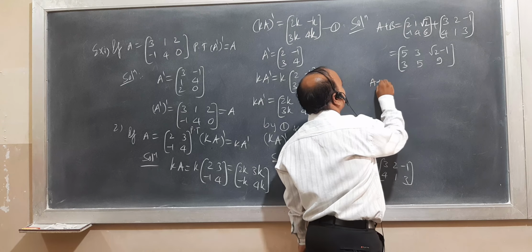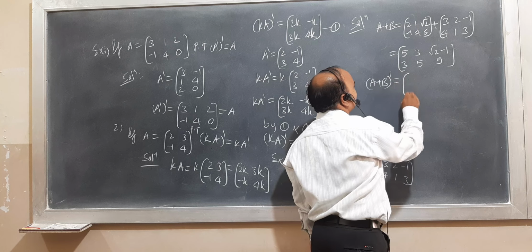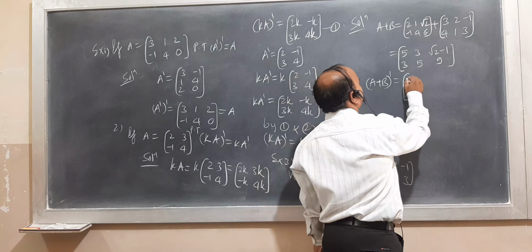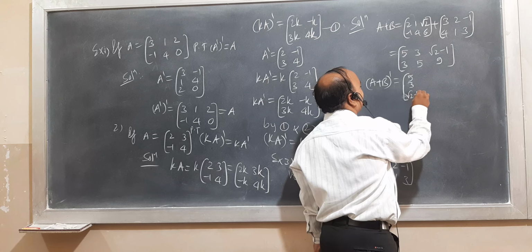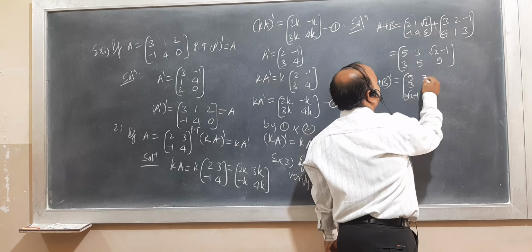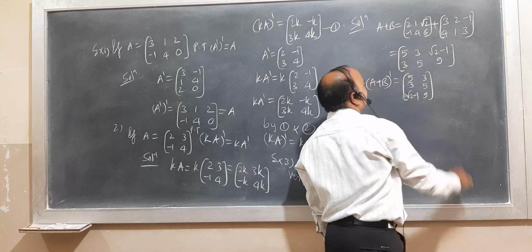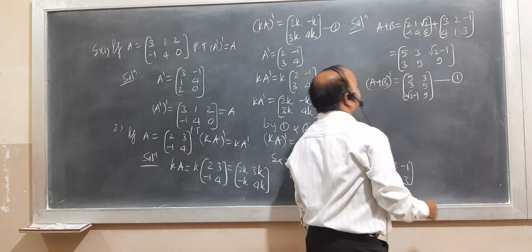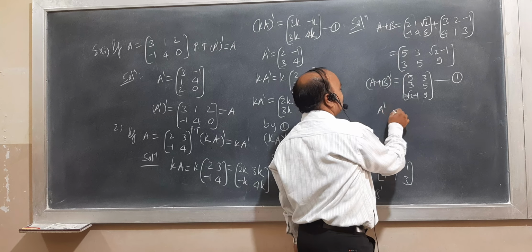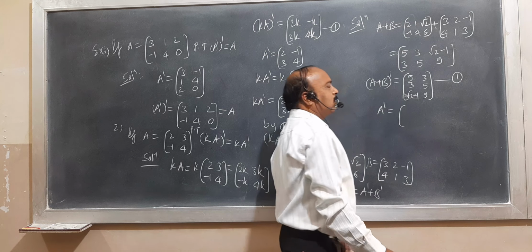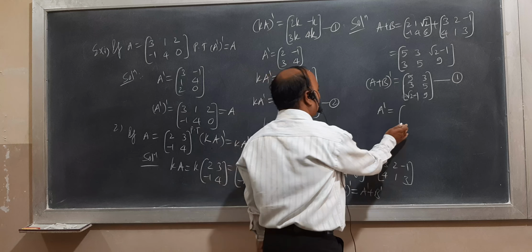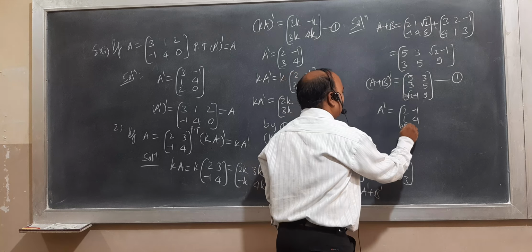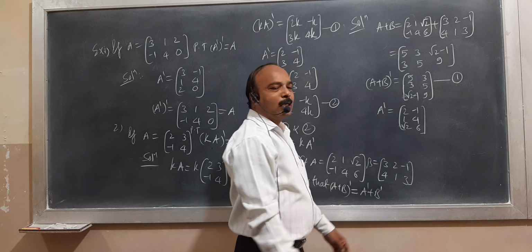Now you go for its transpose, (A plus B) dash. It means you take the transpose of the A plus B matrix, that is, column wise: first row 5, 3, root 2 minus 1, second row 3, 5, 9. So it is the (A plus B) dash matrix. Call this equation number 1. Next, you calculate A dash, the transpose of matrix A, that is 2, minus 1, 1, 4, root 2, 6. It is the A dash matrix.